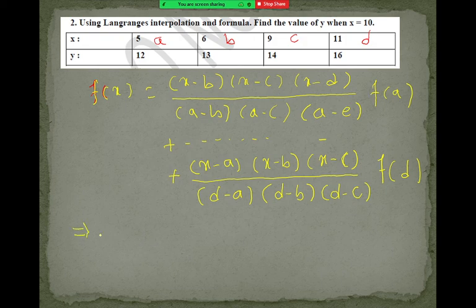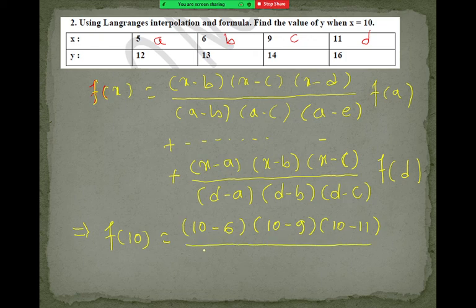And the only next step that is left: we want f of 10. So we replace x by 10 everywhere, on the left hand side and RHS also. It is 10 minus b now, 10 minus 6, then 10 minus 9, then 10 minus 11, divided by a minus b. So a is 5, so it is 5 minus 6, then 5 minus 9 into 5 minus 11 into f of a, and f of a is 12 there. Similarly, you have to write down all the terms there. I hope you are getting it, and you have to do this calculation on the calculator and you will get the answer.